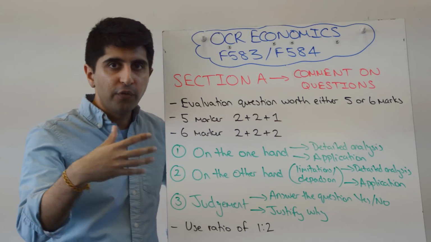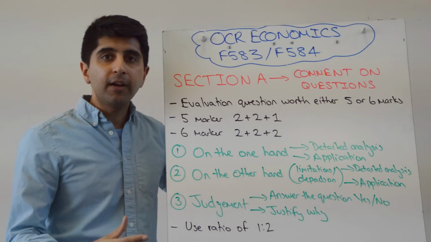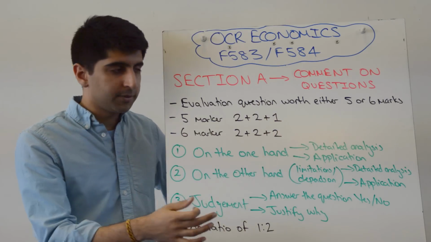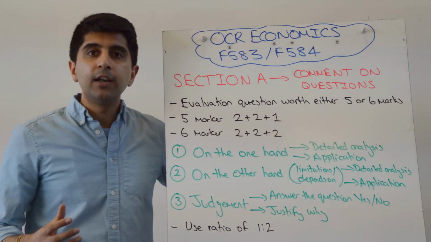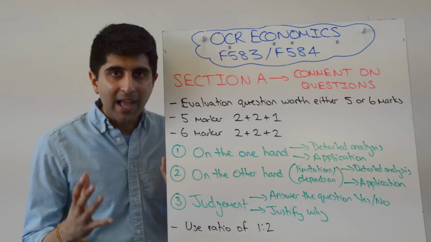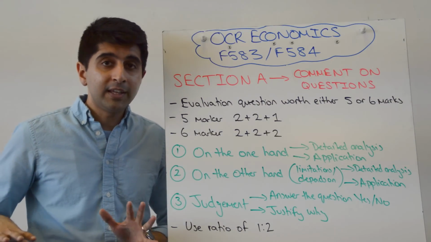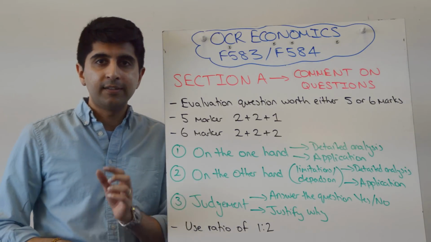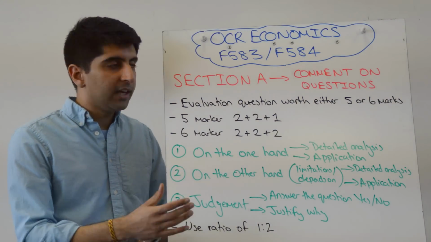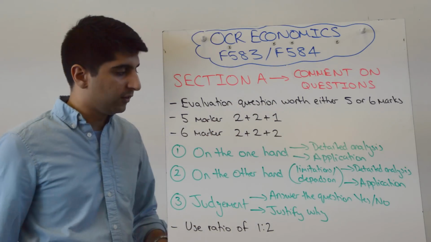2 marks for on the one hand analysis, 2 marks for on the other hand analysis. And then the last, in this case, 1 mark for a judgment, and here 2 marks for a judgment. So the structure is exactly the same. Let's go to that straight away. So for any comment question, no definitions needed. The general rule in OCR is that any question worth 10 marks or more, that's where you need definitions. Here, they're only worth 5 or 6, so no definitions necessary.